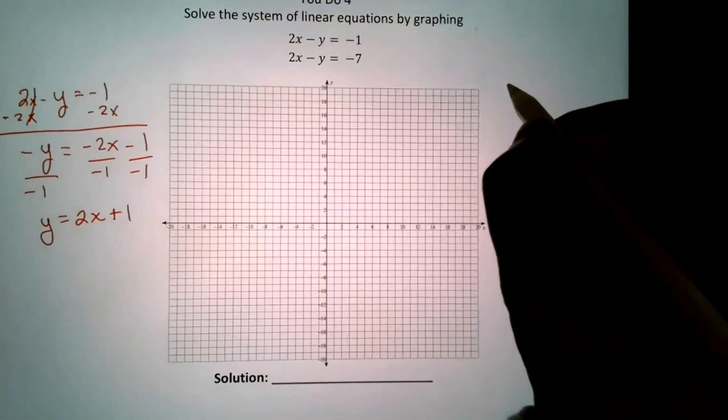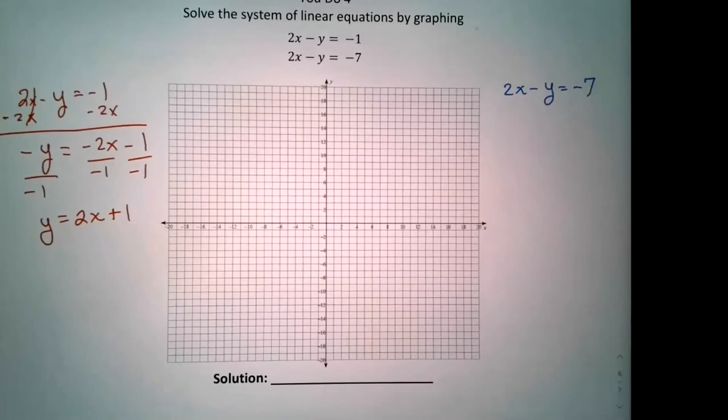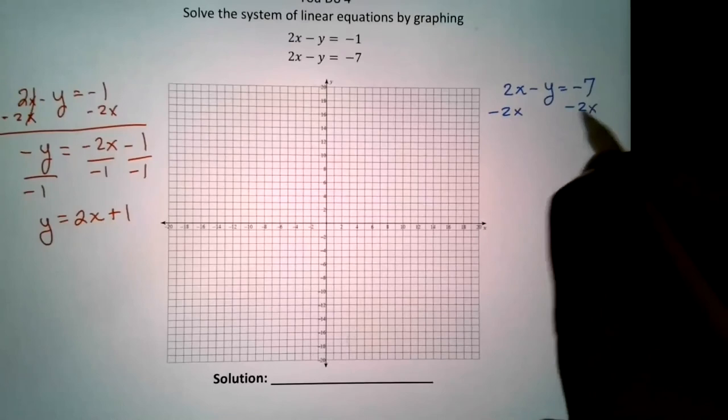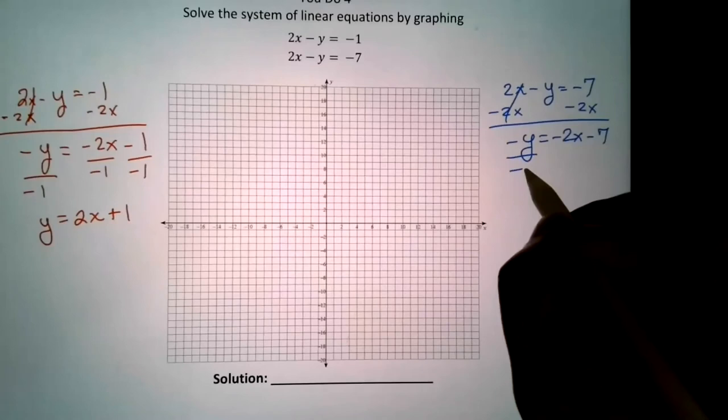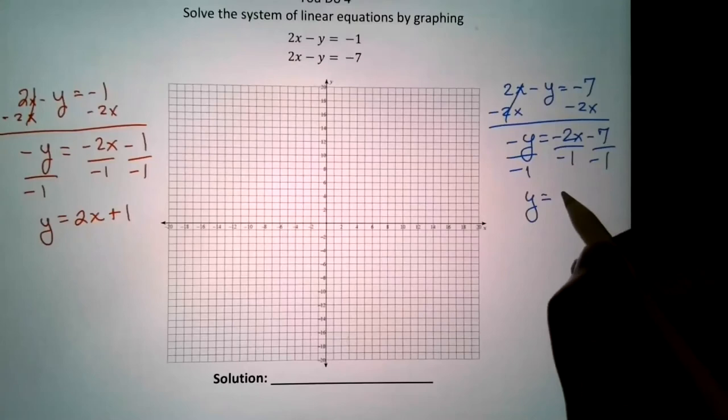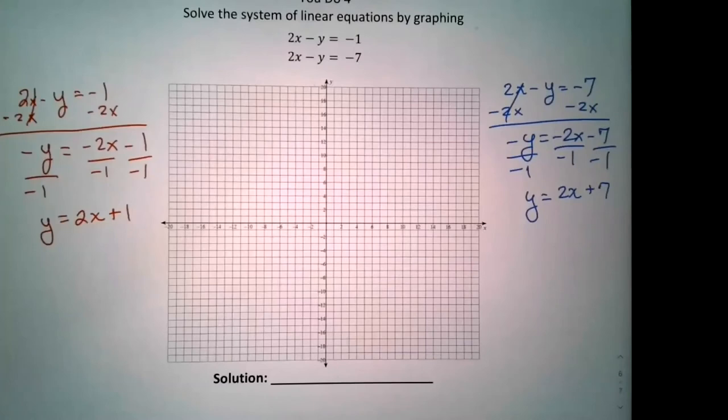And let's go ahead and change this one. So 2x minus y equals negative 7. So we're going to subtract 2x from both sides. We have negative y equals negative 2x minus 7. Again, we have negative y, so we're going to divide everything by negative 1. y equals positive 2x plus 7. So those are our two equations. So let's go ahead and graph.